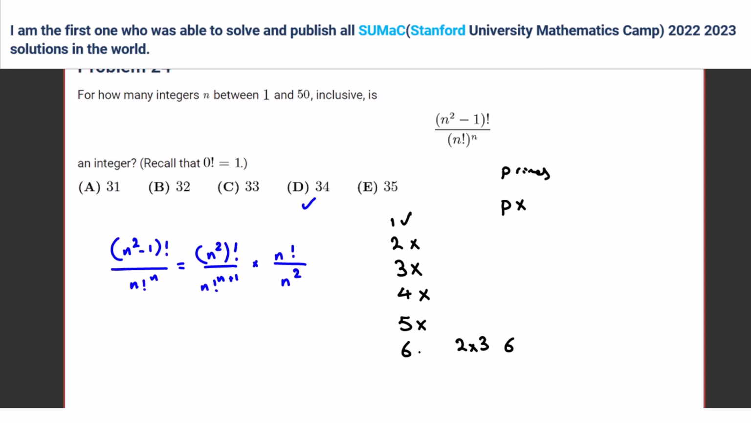So we can have 2 sixes. So 6 is good. 7 we know is bad. For 8 it's good. Why? Because we can write 2 times 4 is 8, right?